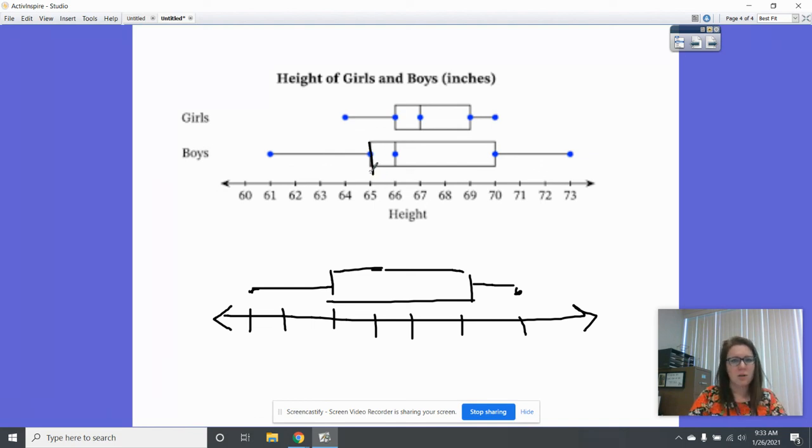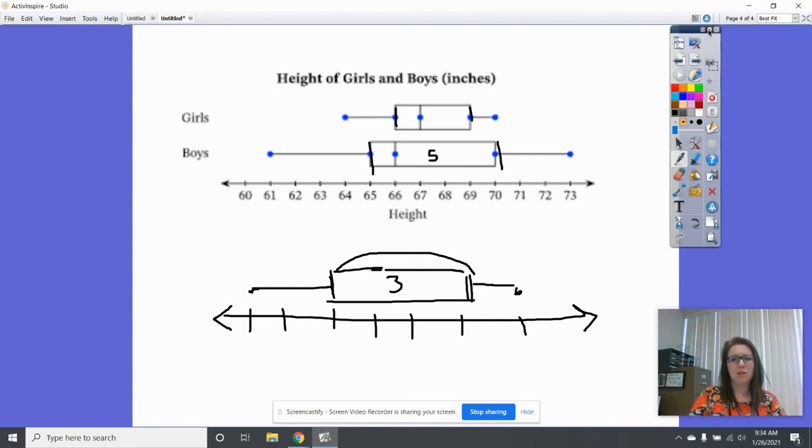So here it goes from 65 to 70, so it's an interquartile range of 5. Whereas here it just goes from 66 to 69, right? So 66, 67, 68, 69. So that's only an interquartile range of 3. So even though they look the same size, we had to look at that scale based on that number line. So that's just a little helpful hint for box and whisker plots.